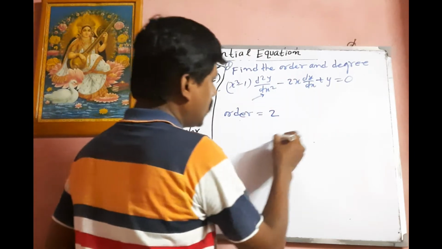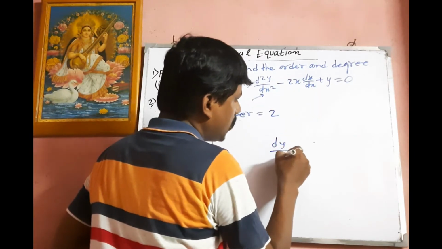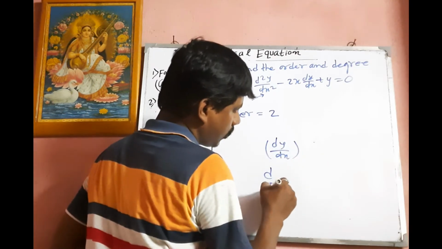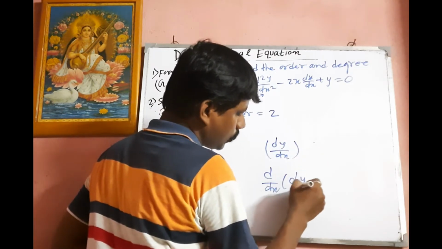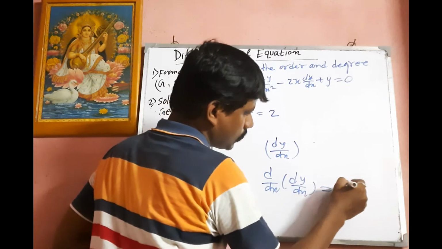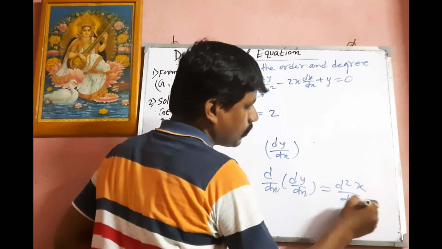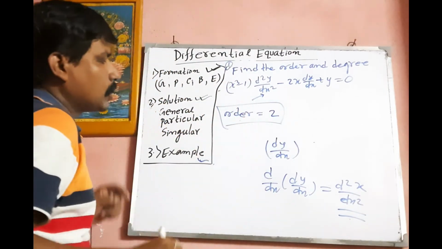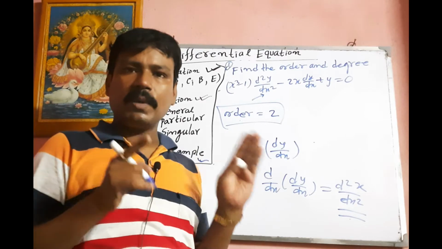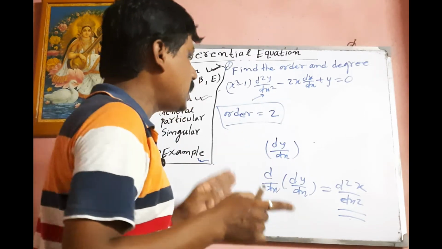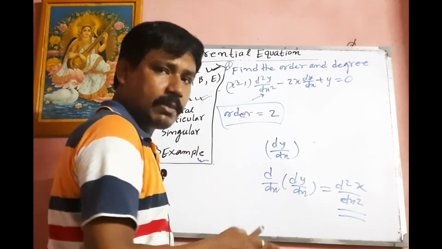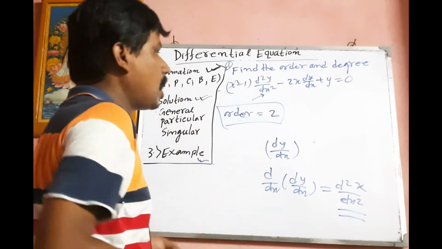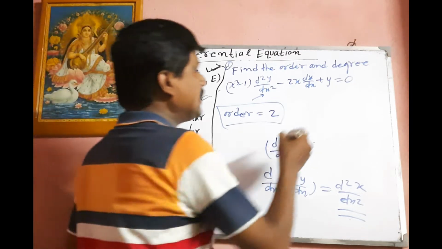That is, first time derivative, and now second time derivative. So the order will be 2. That is, for the given differential equation, the order is how many times derivative or differentiation is present in the given differential equation. Now the next part, there is the degree.